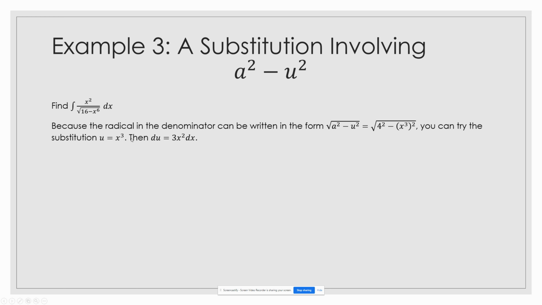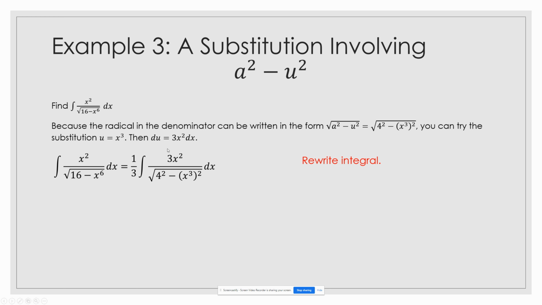Because when you remember, if you take the derivative of x cubed, then you get 3x squared. So let's work it out. We're going to rewrite the integral, and our integral that started out as x squared over the square root of 16 minus x to the 6th dx is now going to be 1/3 times the integral of 3x squared, because we had to include this 3.